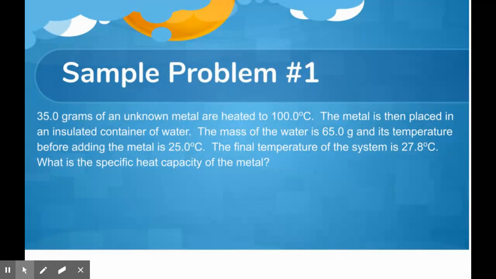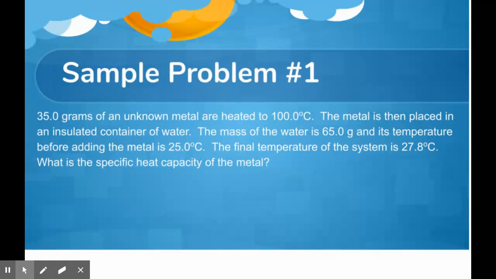So here is our first example problem. 35 grams of an unknown metal is heated to 100 degrees Celsius. The metal is then placed into an insulated container of water. The mass of the water is 65 grams, and its temperature before adding the metal is 25 degrees Celsius. The final temperature of the system is 27.8 degrees Celsius. What is the specific heat capacity of the metal?